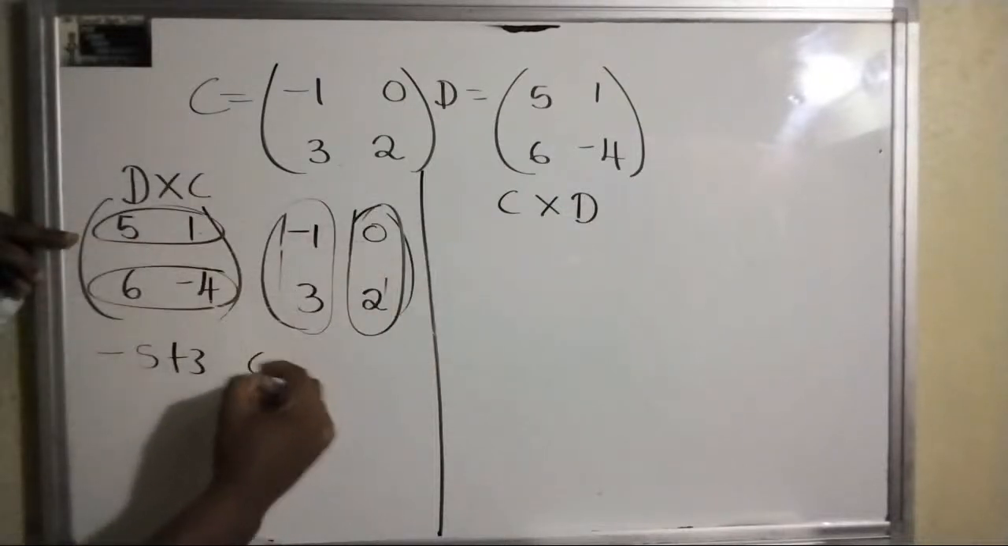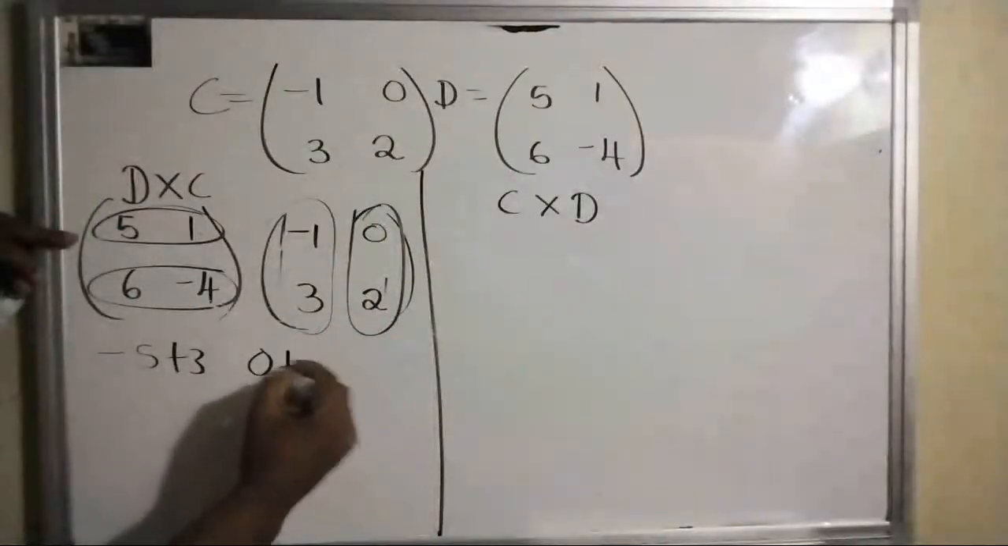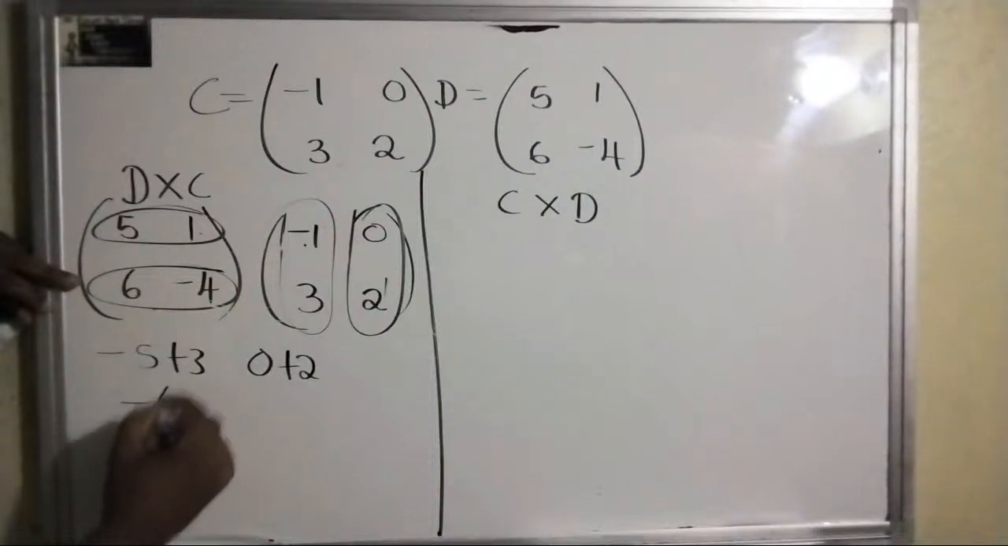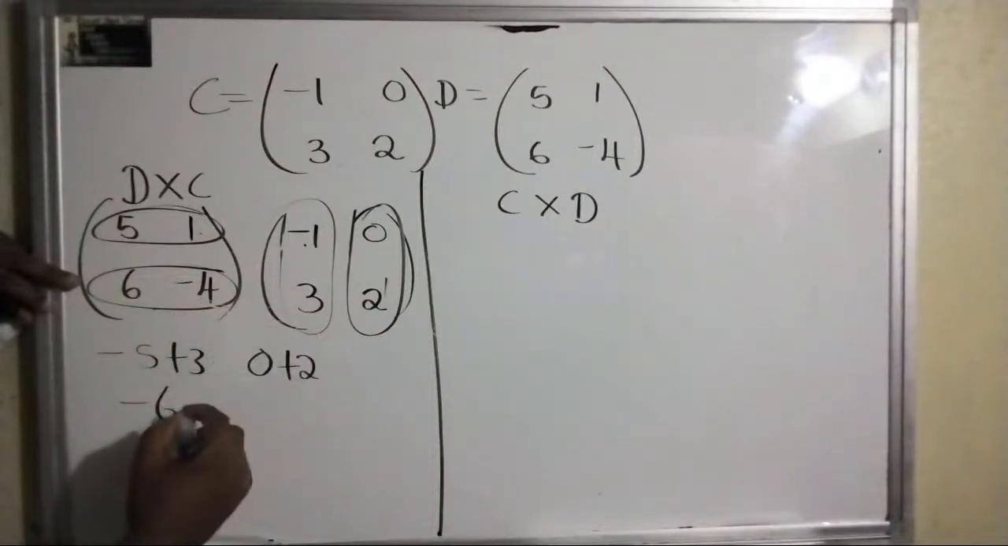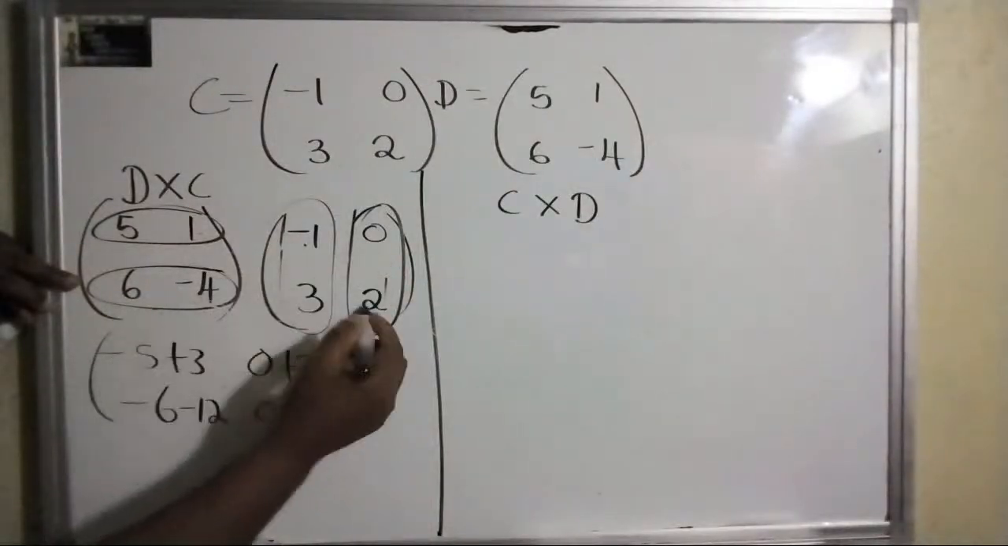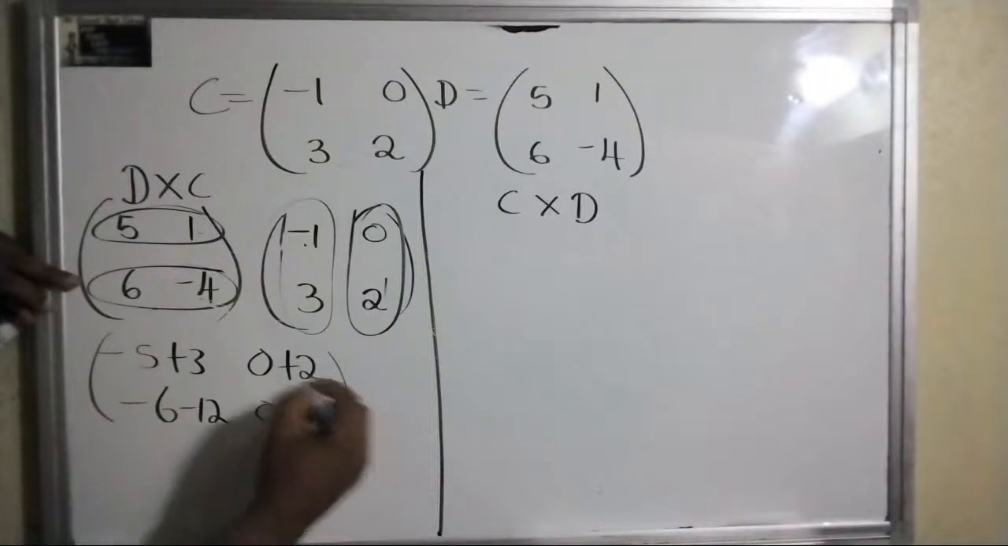5 times 0, 0. 1 times 2, 2. 6 times 1, -6. -4 times 3, -12. 6 times 0, 0. -4 times 2, -8.